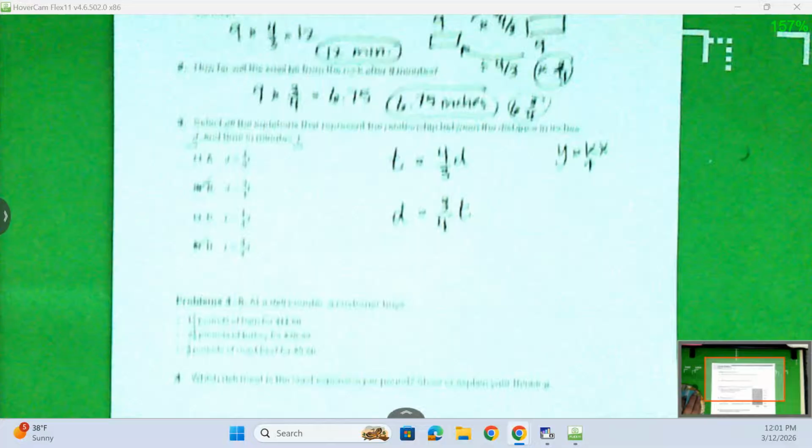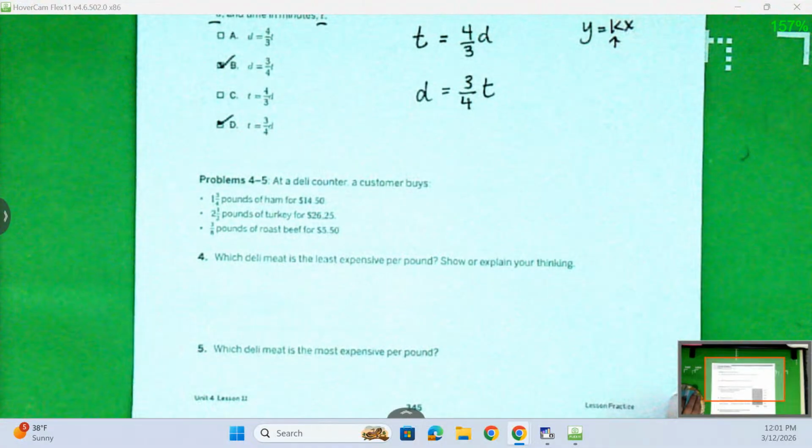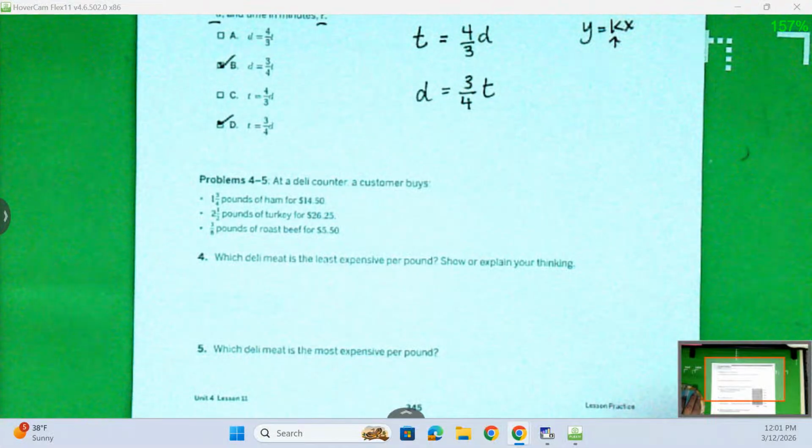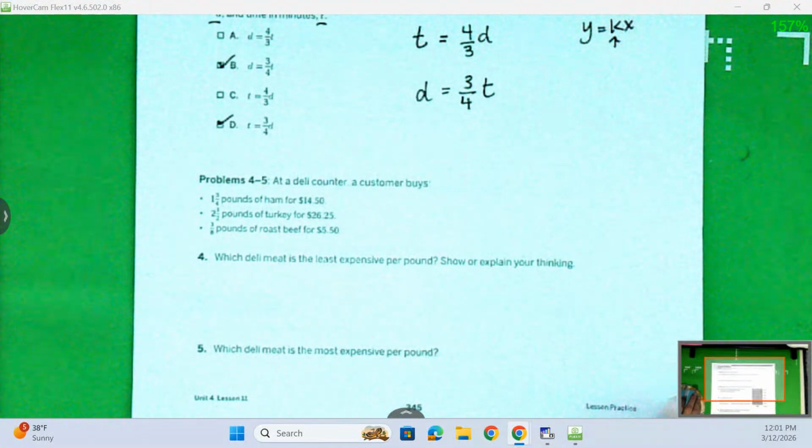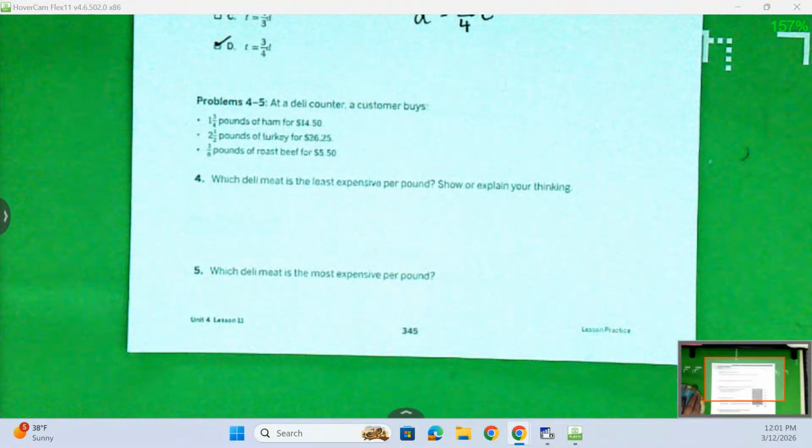Okay, the next question we have, at a deli counter, a customer buys 1 3/4 pounds of ham for $14.50, 2.5 pounds of turkey for $26.25, and 3/8 pounds of roast beef for $5.50. Question number 4 asks, which deli meat is the least expensive per pound? Show or explain your thinking. And question 5 asks, which deli meat is the most expensive per pound?